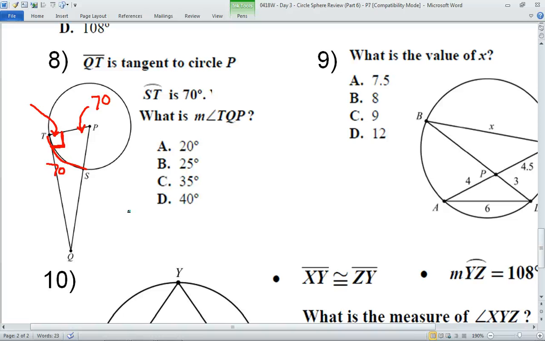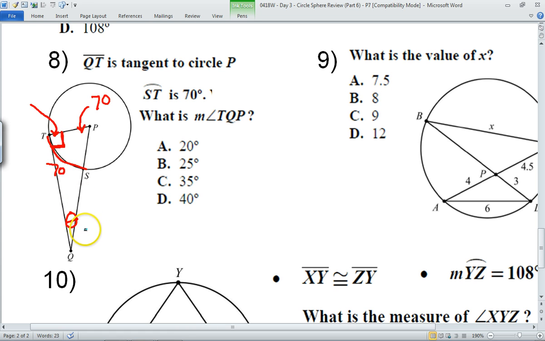Please remember, this was one of the major principles that we learned. Radius and tangent, they are always perpendicular. Let me say that again. Radius and tangent are always going to be perpendicular. So that's how we just glanced at it, boom, 90 degrees. We knew it immediately. So we've got a 90-degree angle, we've got a 70-degree angle, and they are asking us for the third angle.